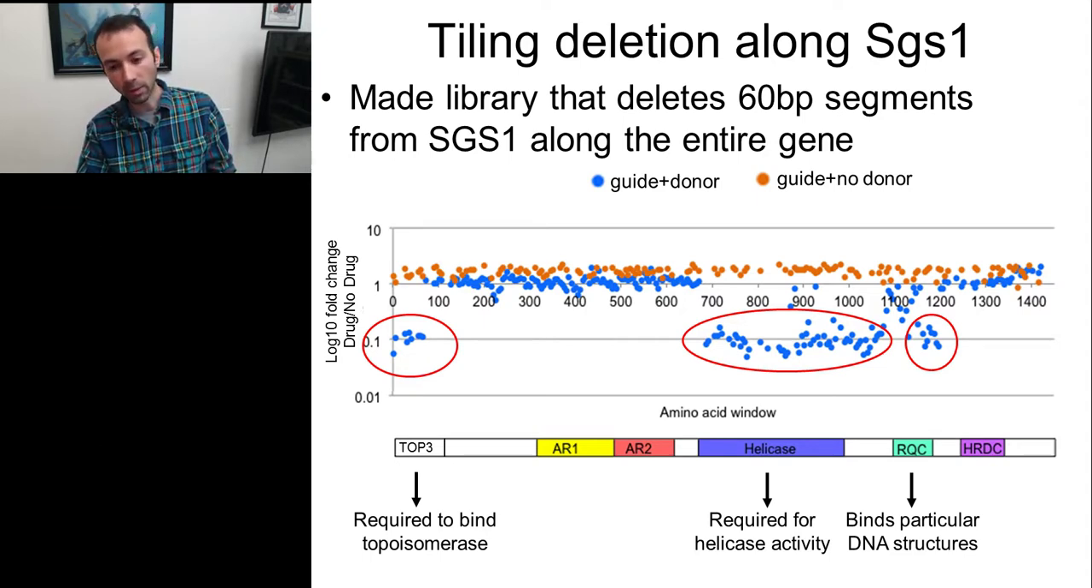There's a domain within SGS1 that is the helicase domain, which is required for SGS1 to be a helicase and serve its functions in DNA repair. And finally, there's an RQC domain, which SGS1 uses to bind different DNA structures during its roles in DNA repair.